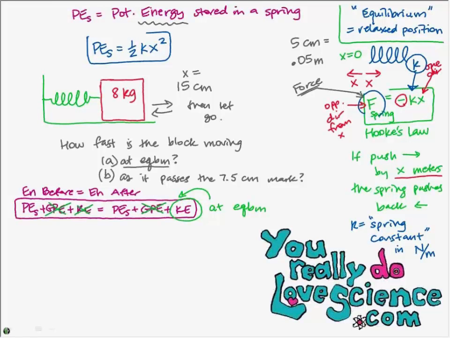It's not squashed or compressed or stretched at all. So it would have potential energy? Okay, would it? Because think about potential energy as 1/2 kx squared. And if x equals 0 at equilibrium, then there's no potential energy at equilibrium because there's no force. The spring is not stretched or compressed at equilibrium.